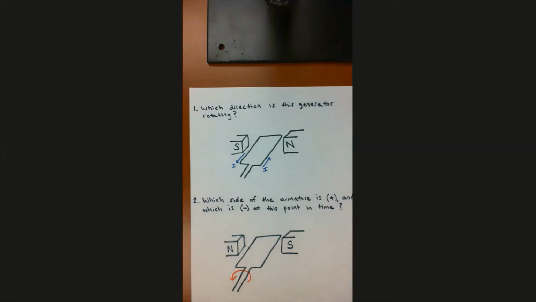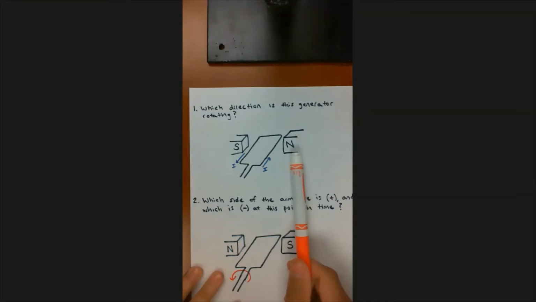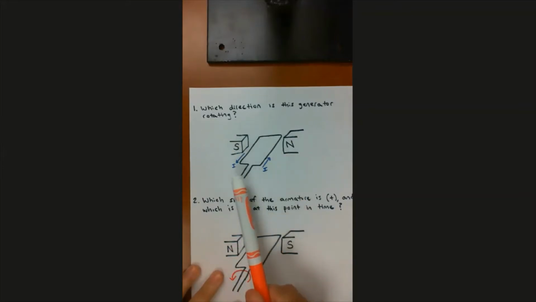All right, I will assume that you have taken a couple of minutes and you have solved these problems as best you can. So let's go through them. Number 1 says, which direction is this rotating? We've got a generator here that has 2 poles, and it's got an armature on the rotor.